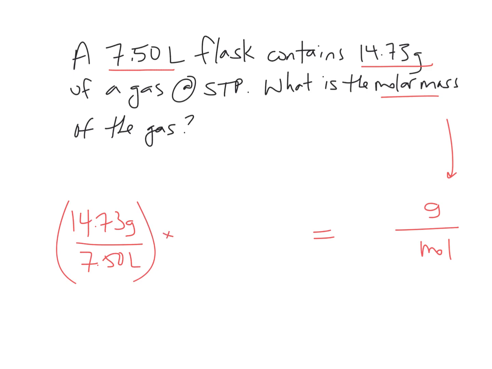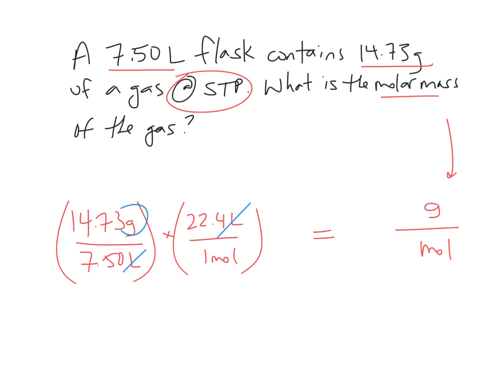You can see it's at STP, meaning we can use the whole 22.4 liters in a mole situation, and that'll be our conversion. What that does is cancel out the unit of liters and leave us with our proper target units, grams per mole. So we just do the math: 14.73 times 22.4 divided by 7.50. You're going to get 44.0 grams per mole as your molar mass.